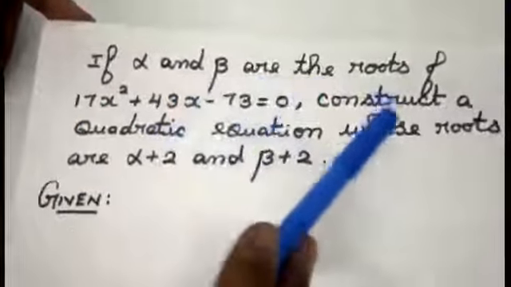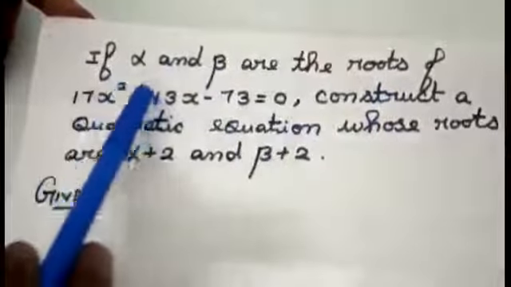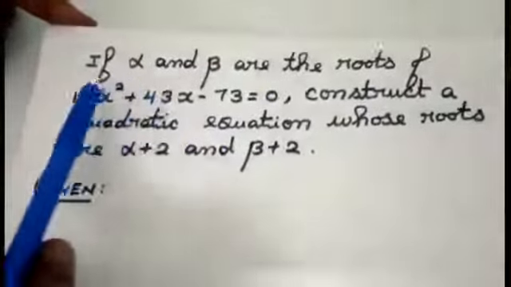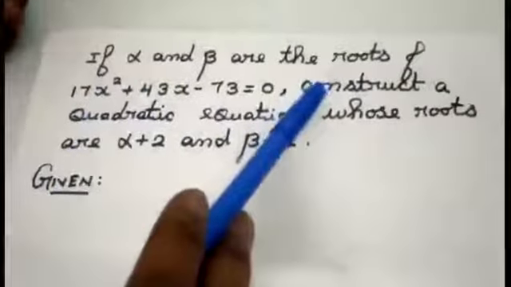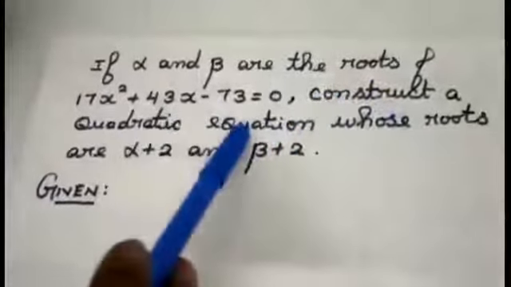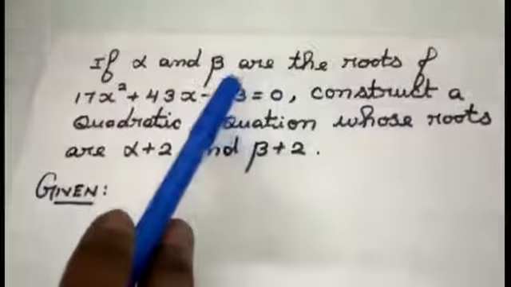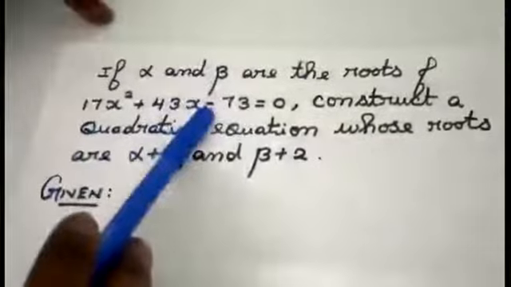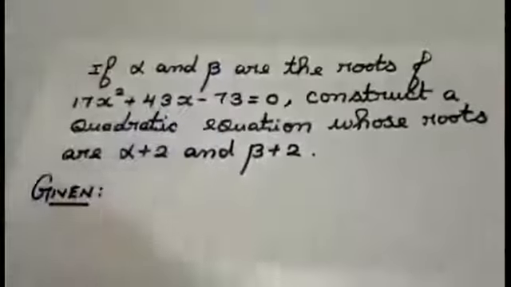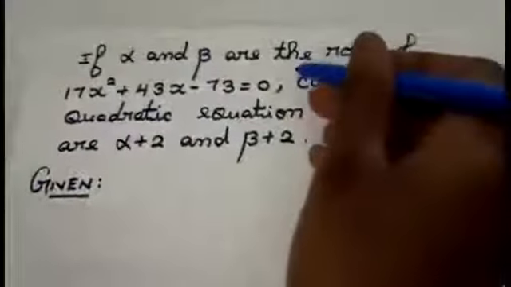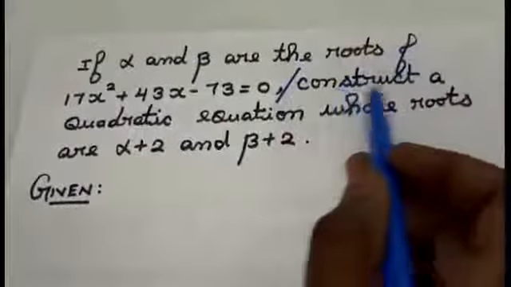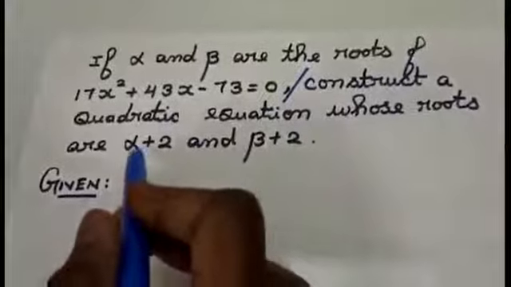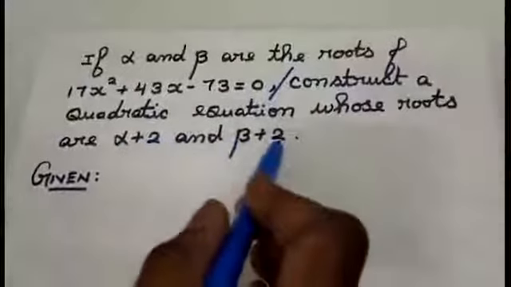Alpha and beta are the roots of the given quadratic equation, and I am identifying it as quadratic by the highest power, that is x square. I am going to construct a quadratic equation. The first condition given is that alpha and beta are the roots of this given equation. Using this concept, I am going to construct a quadratic equation. This is the second part of the question: construct a quadratic equation whose roots are alpha plus 2 and beta plus 2.